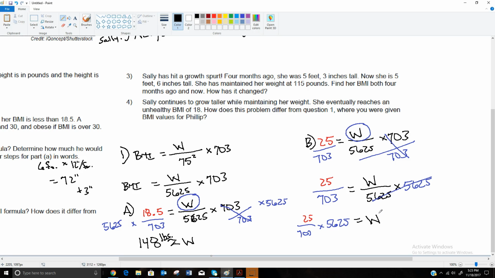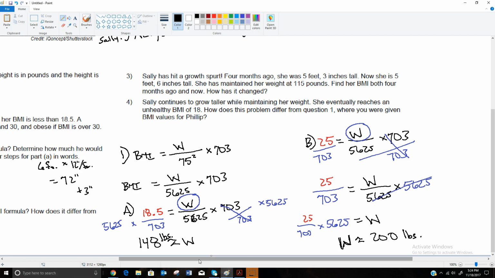Okay, so 25 divided by 703 times 5625 will get me roughly 200 pounds. So it's 200.03. So I'm going to say the weight is about 200 pounds. Okay. So that's the second one.